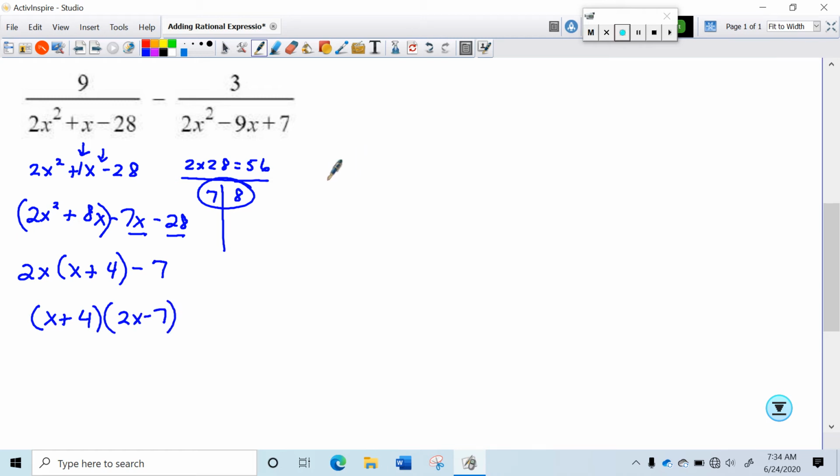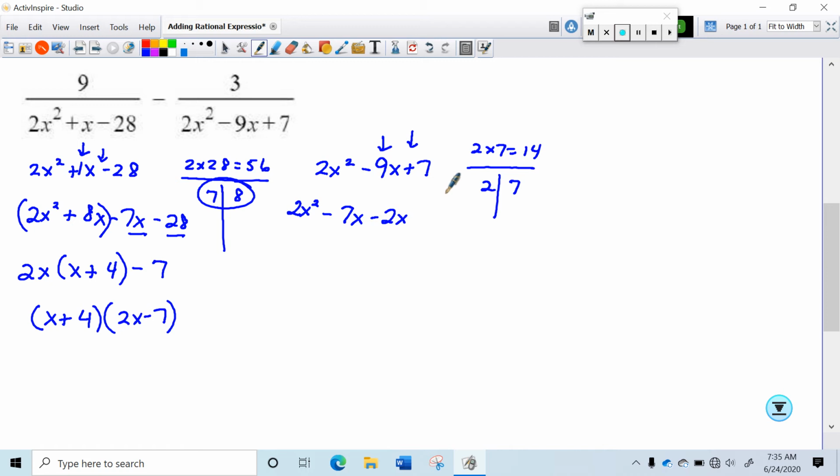Factor the next denominator. 2x squared minus 9x plus 7. First times last, 2 times 7 equals 14. I want to add to get 9. So that would be 2 times 7 because 2 plus 7 is 9. Write down the first term and the sign after it. Largest factor that works comes first. I have a negative 7. I want a negative 9, so the 2 also has to be negative. And copy down the last term.